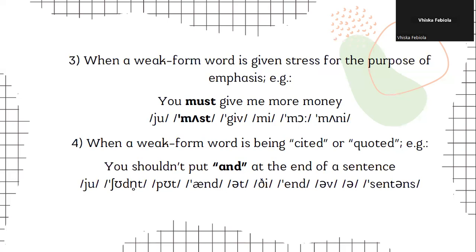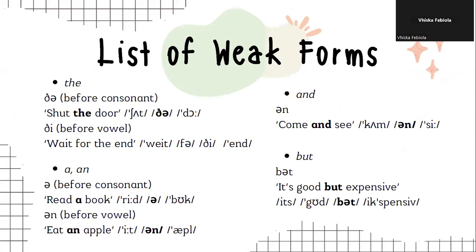Okay, then we go to the list of weak forms. We have many types here. The first one is "the". It has two ways to pronounce it. The first one is, if it is put before a consonant, it will sound like "thuh", like shut the door, because here it meets with "d", a consonant. And the next one, if it comes before a vowel, then it would be pronounced like "thee", such as wait for the end.